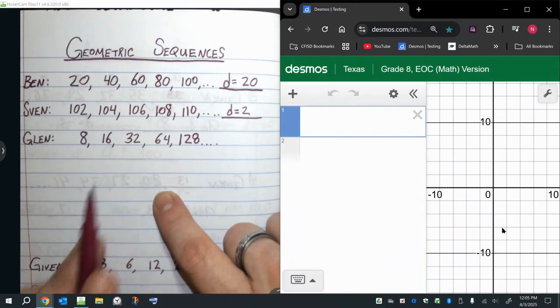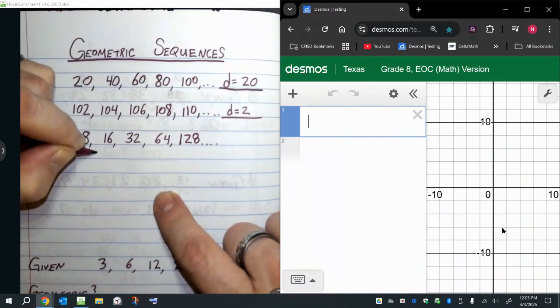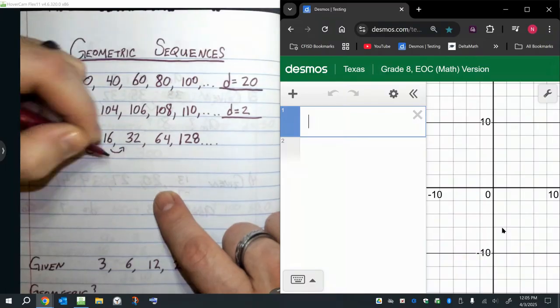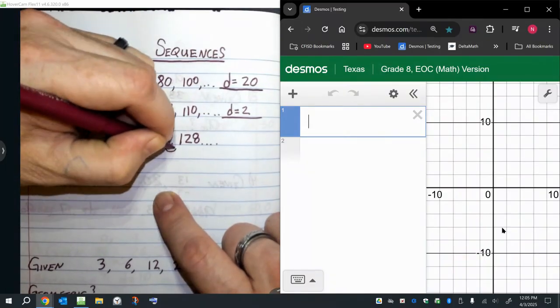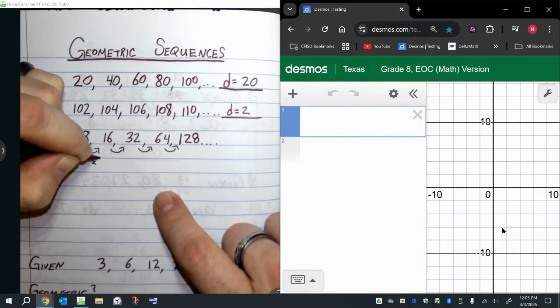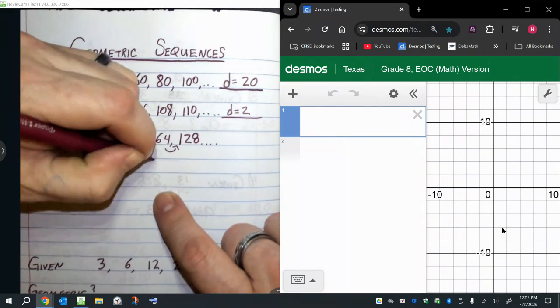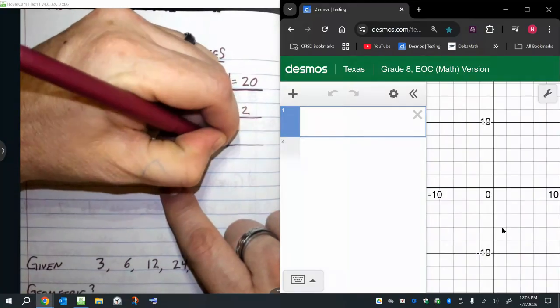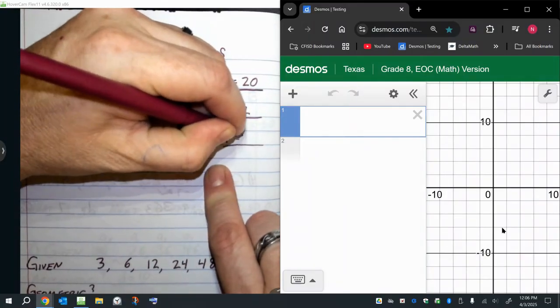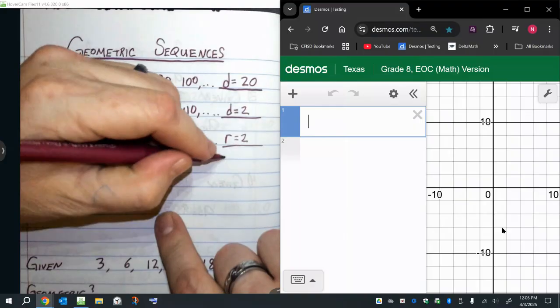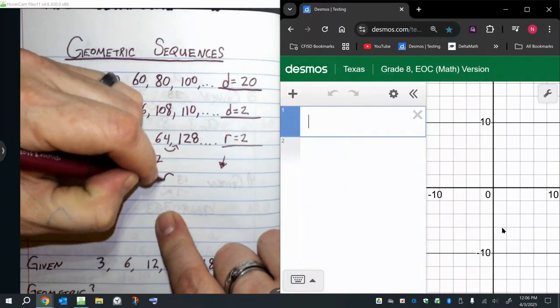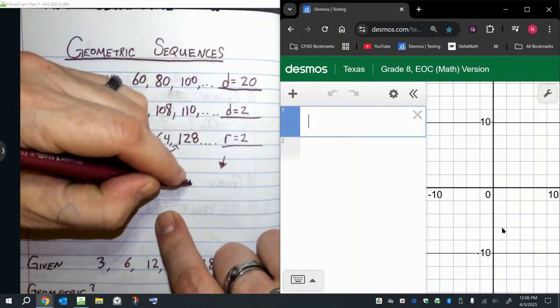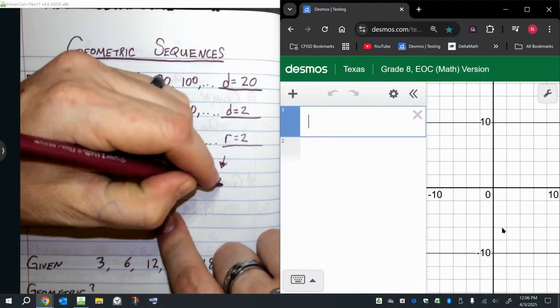However, from 8 to 16, that's 8, but I don't add 8 to get to 32. So what's happening here? Well, hopefully you can notice that now I am no longer adding or subtracting, but what I'm doing is I am multiplying. That's right. Multiplying times 2 to get to the next term. So we say that this is r is equal to 2. R? What is r? Well, r is what we call a common ratio.